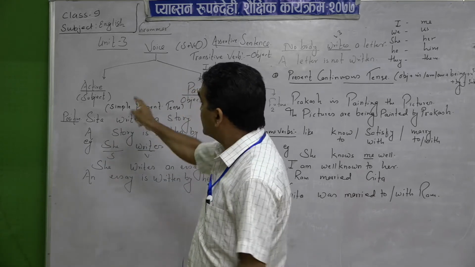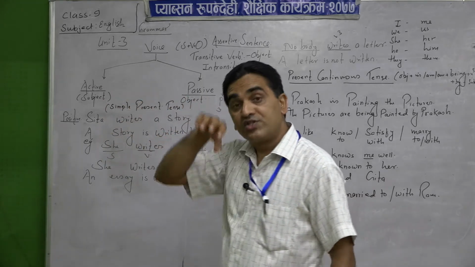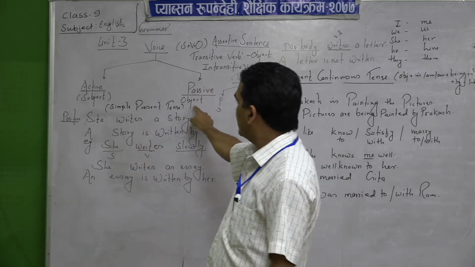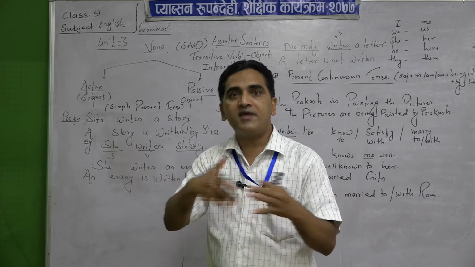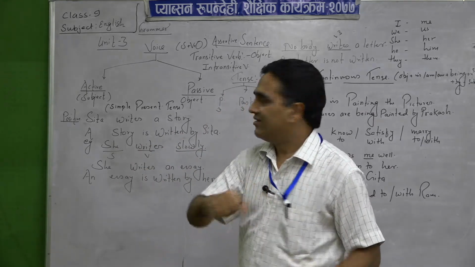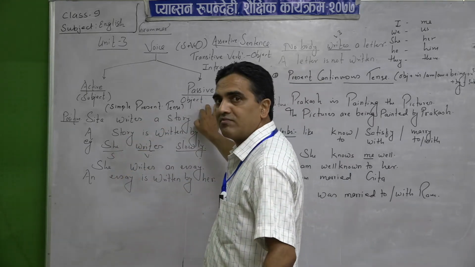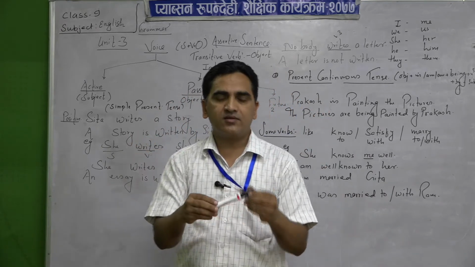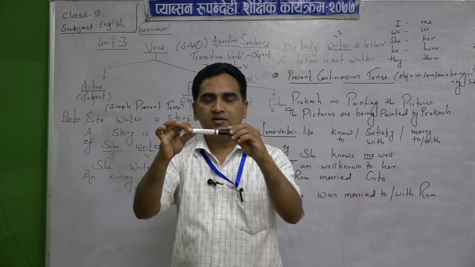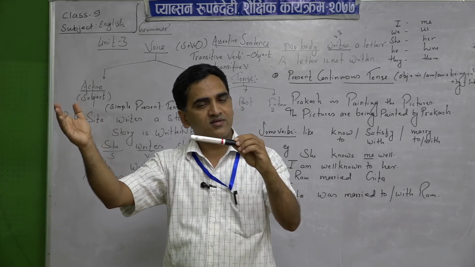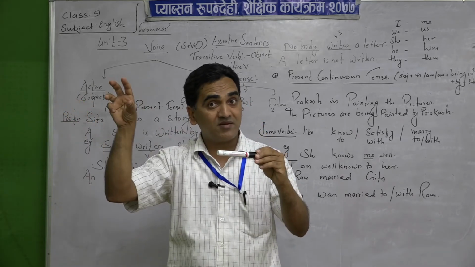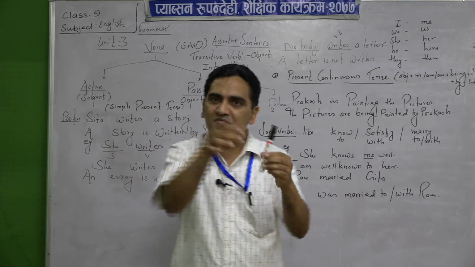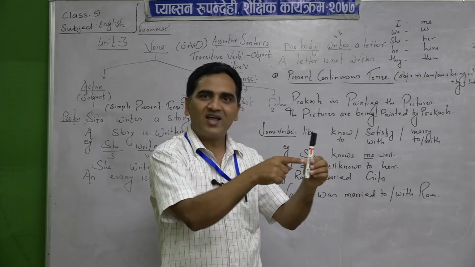In active form the subject is important. The subject does the work. In passive, the object is important; the subject performs the action, and here the action is important. For example, this is a marker. It is made by somebody else. The somebody else is the subject because he made this marker, and this marker is the object because it is made by somebody else.